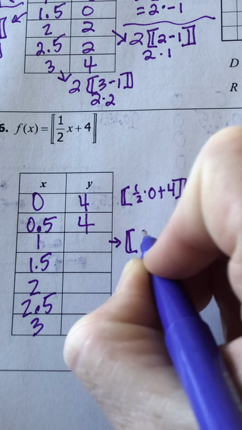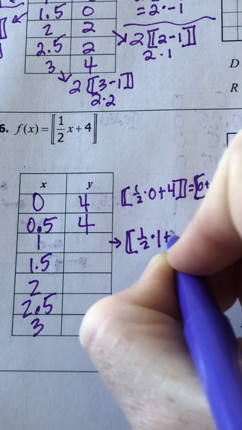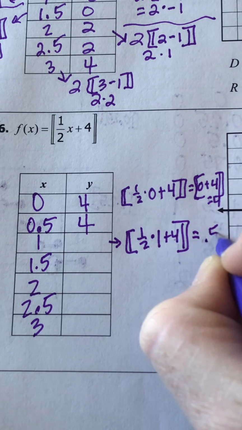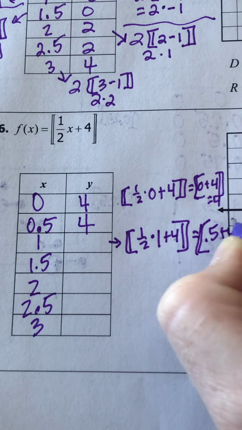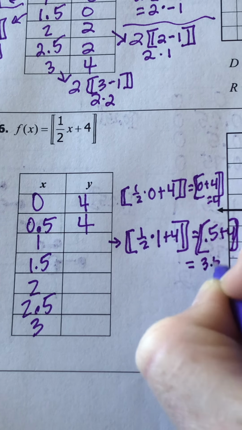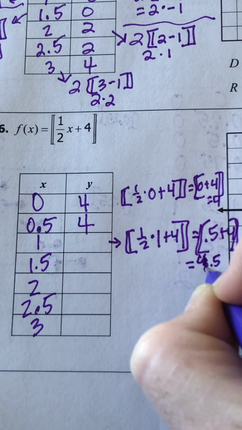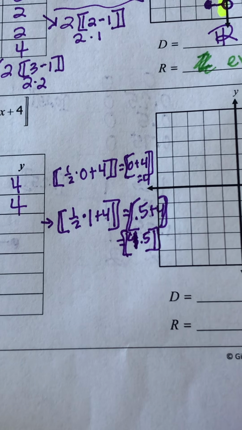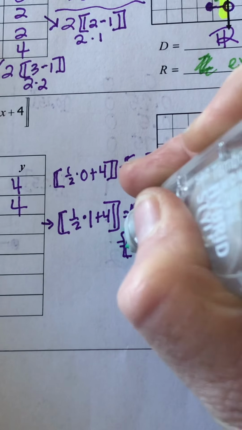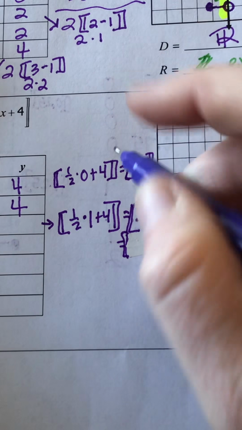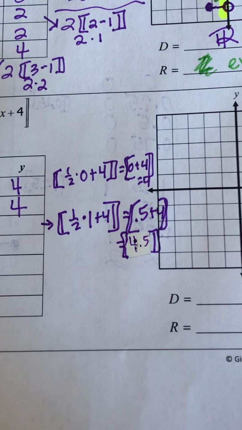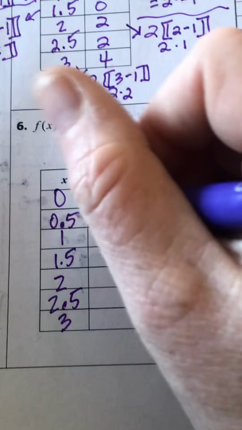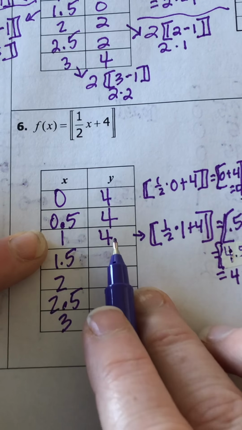So I'll have 1/2 times 1 plus 4, and that would give me 0.5 plus 4, which is 4.5. Whoops. Okay, so what is that greatest integer of 4.5? Well, I can't round up to 5. So I have to go down to 4. Okay, so look, I'm at an integer and I'm getting a 4 out.